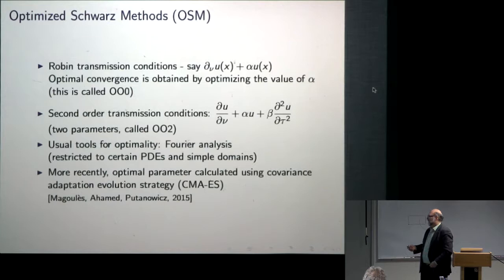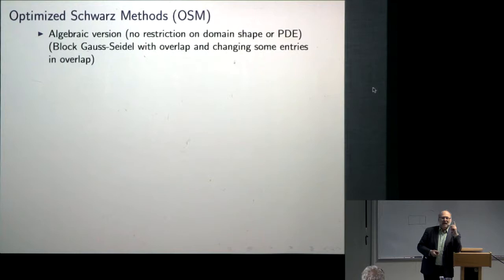In addition, if you forget the PDE, okay, so you have your PDE, you do the domain decomposition, you do the overlap, you discretize with finite elements, whatever you like, and now you have a linear system. And then we say, well, can we mimic this? I'm going to solve the linear system using, for example, Gauss-Seidel with overlap. Can I mimic this and find the optimal parameters, whatever that means? And the answer is yes.